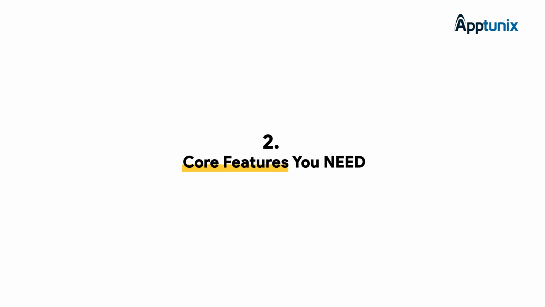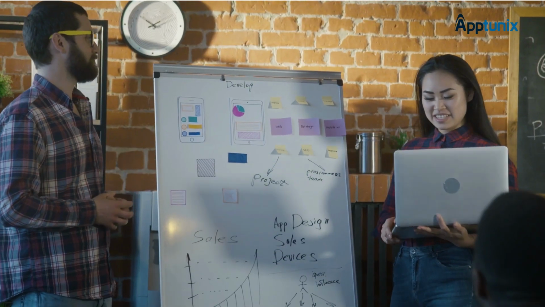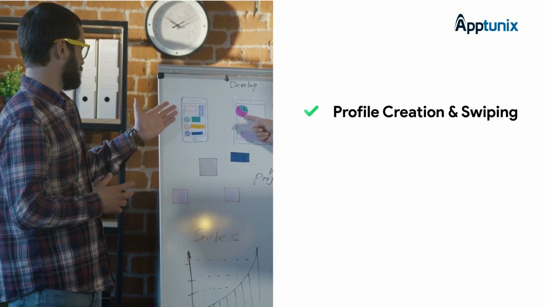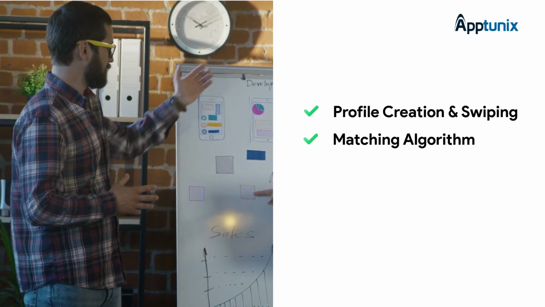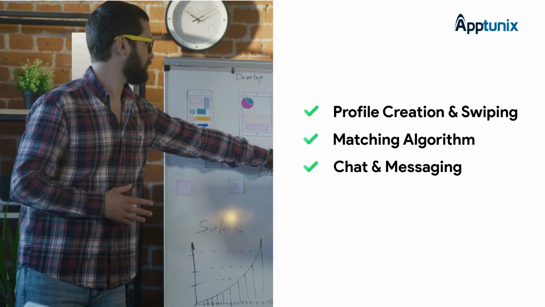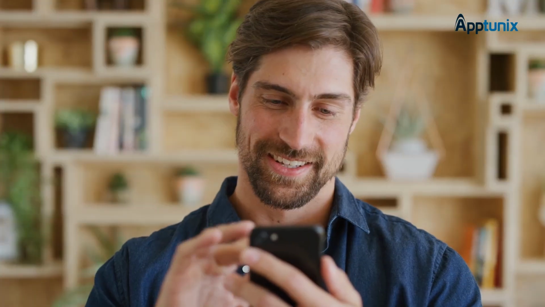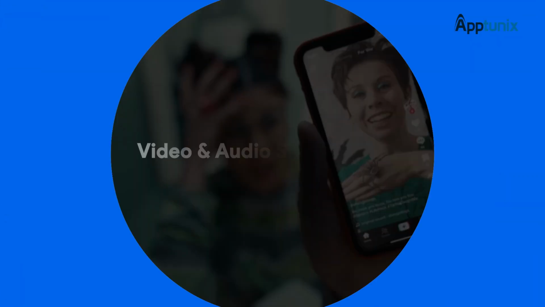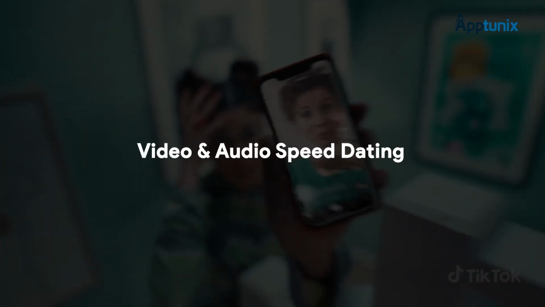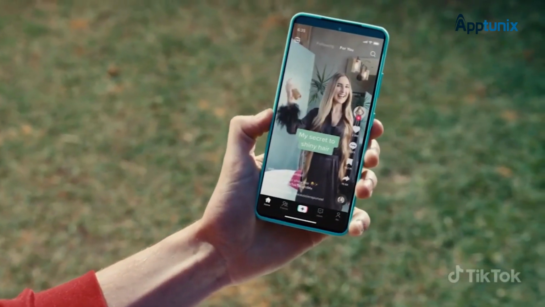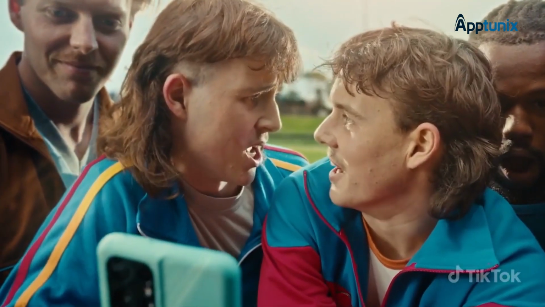2. Core features you need. Every dating app needs the basics, right? Profile creation and swiping. Matching algorithm. Chat and messaging. Location-based discovery. But here's where you can go beyond the basics and stand out: video and audio speed dating. Think of it like TikTok meets dating. With quick video intros before matches.